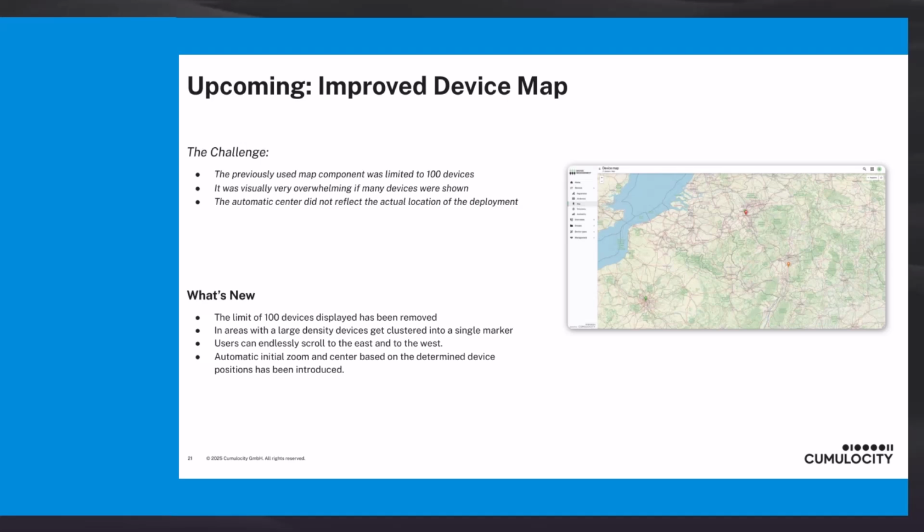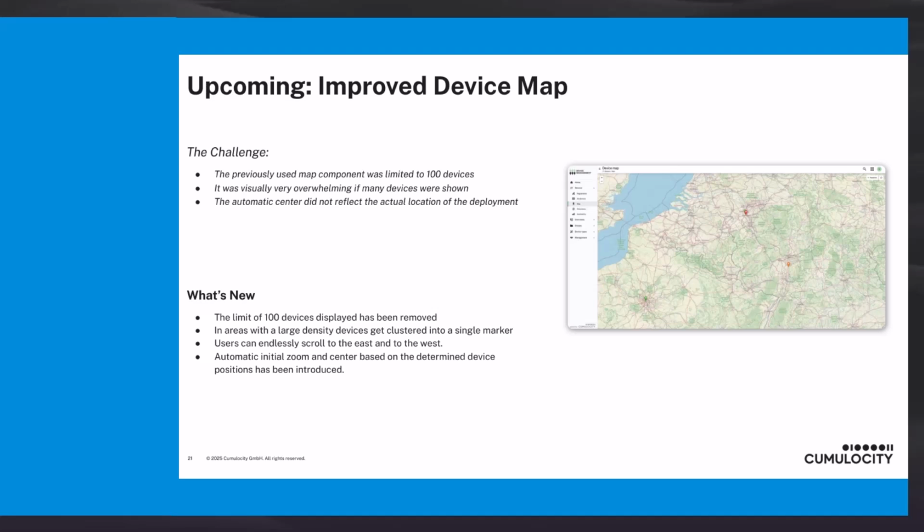So the start view when opening that view might not be aligned with actually the location of your deployment, but that's now changed. We got rid of that 100 device limitation. We make it easier for you to consume what you see here by aggregating multiple devices in just one pin, where you see, okay, X number of devices are in that location, and then you can scroll in and get more details on that. So it makes it easier for you to consume such a view and to get an overview of the distribution of your devices.